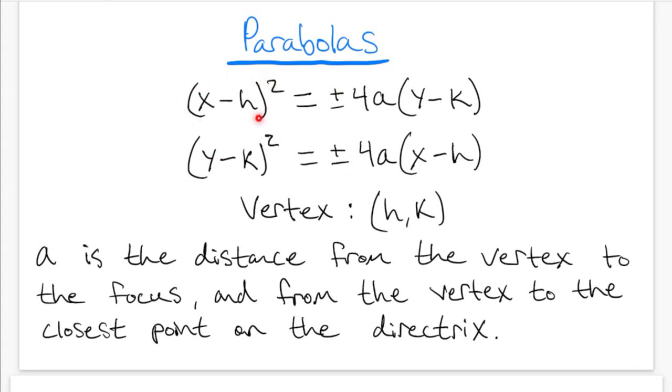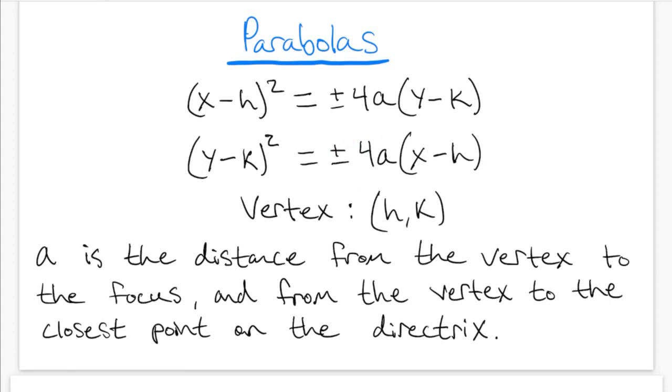If our x term is squared, then we're either opening up or down. If our x term is squared and the coefficient is positive, we open up. If our x term is squared and the coefficient is negative, we open down. Similarly, if our y term is squared and our coefficient is positive, we open to the right. And if our y term is squared and the coefficient is negative, we open to the left.